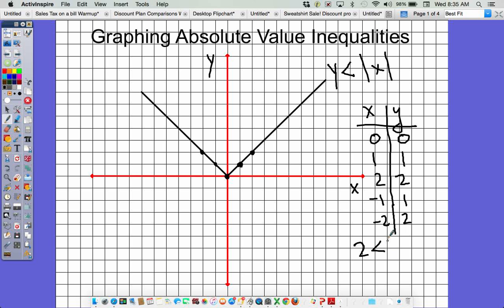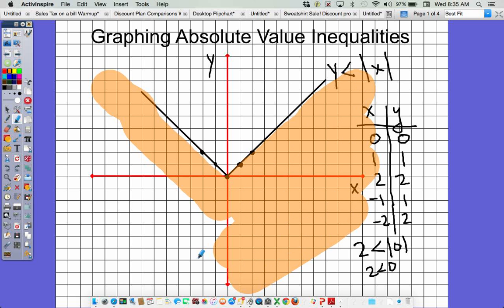And is that less than or equal to 0? Is 2 less than 0? No. So that means the shading wouldn't be here, but instead the shading would be down in this region. And so everything below the graph will get shaded. And that makes sense because we want all the y values to be less than the absolute value function.